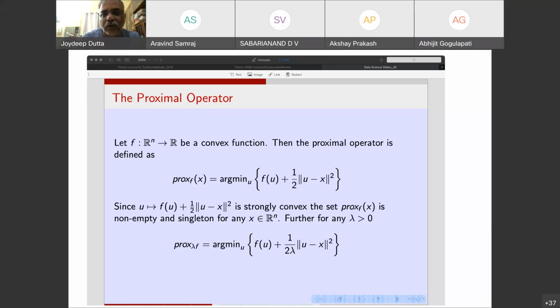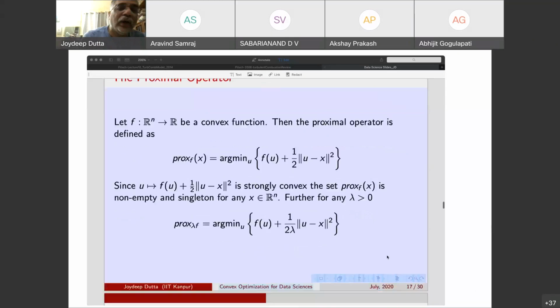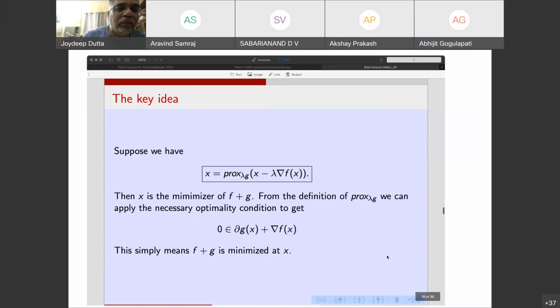Now, why is this prox operator important? Why is this game being played? In the next slide we discuss that. Suppose you have this condition that x is equal to prox of x minus lambda grad f(x). It's a kind of fixed point type of thing. If you have this condition, then you can show that x is a solution of the original problem f plus g. So prox of lambda g, and this is your x value.